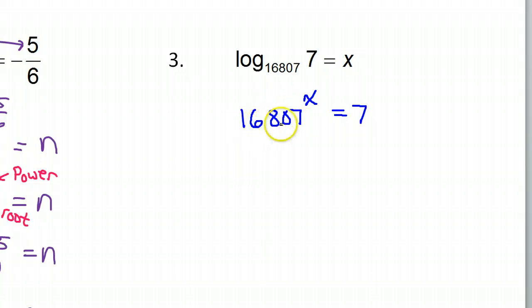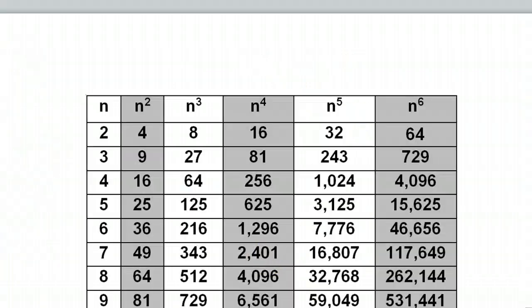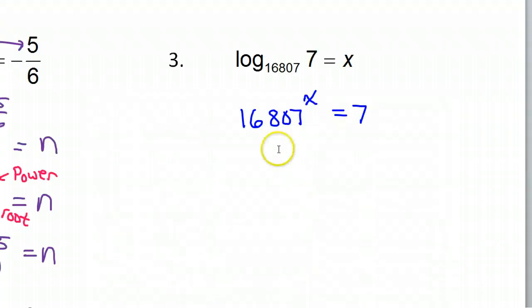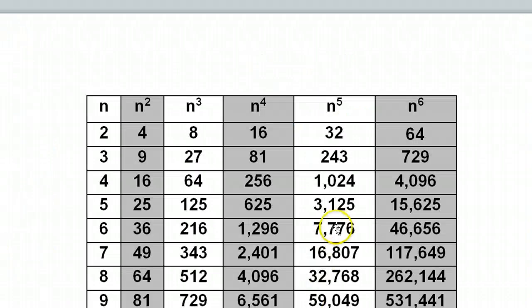So let's find this number on a chart and see what root it is. We might as well start with a base of 7. Okay, so was that 16,807? Yeah. Okay, so we're talking about the 5th root. So the 5th root of 16,807 is 7.